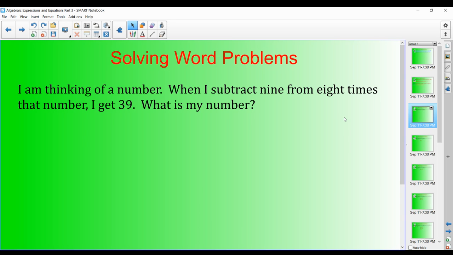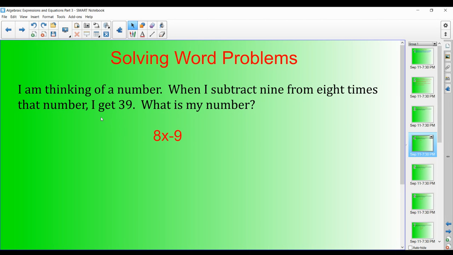So I am thinking of a number. When I subtract 9 from 8 times my number, I get 39. What is my number? So the first thing I need to do is create an expression that represents subtract 9 from 8 times my number. So that's what I'm going to start with. I have 8x minus 9, where x is my number.